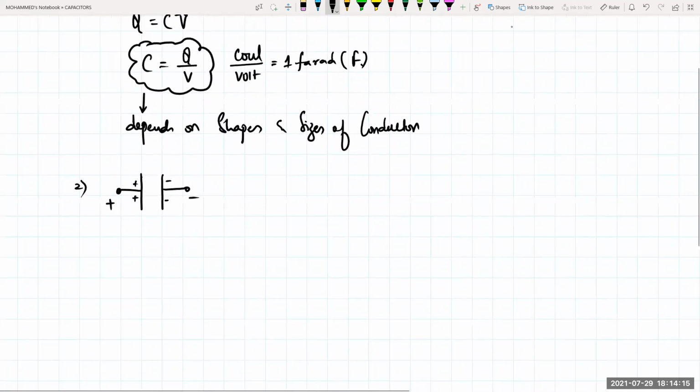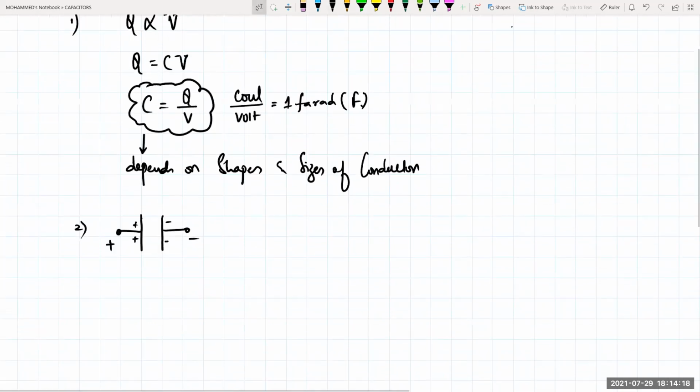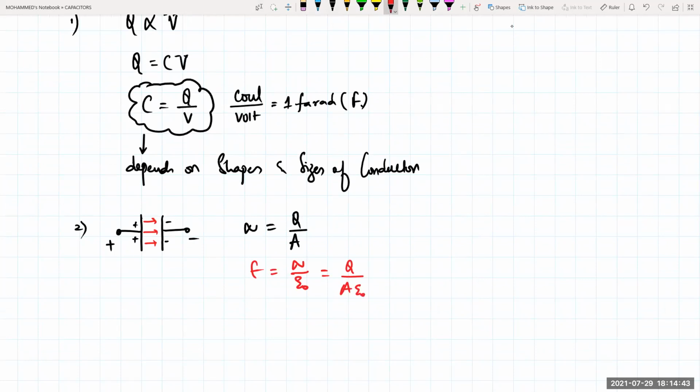Now, what is the charge stored on each surface, beta? Surface charge density sigma is equal to charge by area, where A is the area of each plate on which the charge is stored. Whenever a capacitor is storing charge, there will be an electric field in between. That electric field is given by E is equal to sigma by epsilon naught, so sigma is equal to Q by A, into epsilon naught.